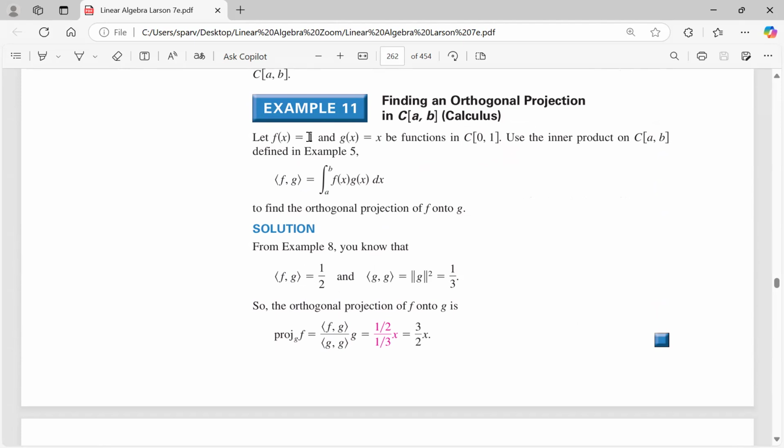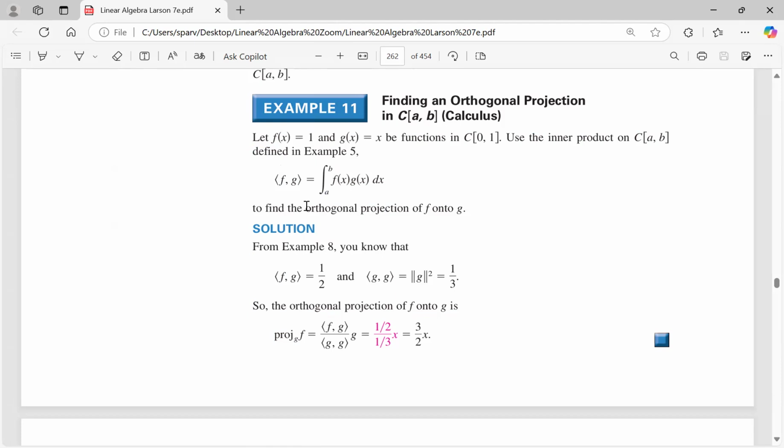So what is he going to do? F dot g is 1. F is 1, g is x. So he's going to do the integral from 0 to 1 of x, right? Let me transfer this onto my notepad and I'll explain what I'm saying here. Example 1. So f of x is 1, g of x is x, and we're looking at all continuous functions in 0 to 1.